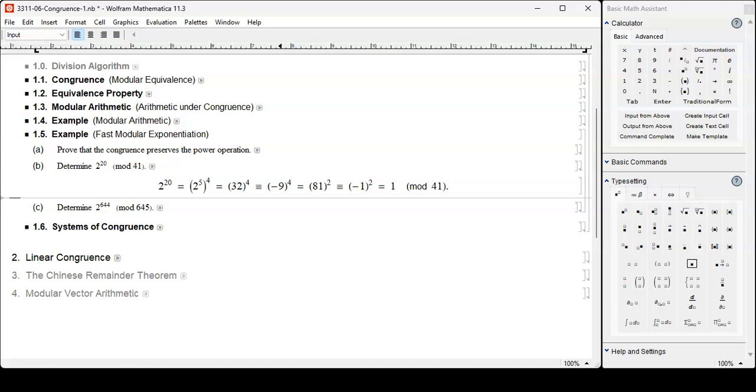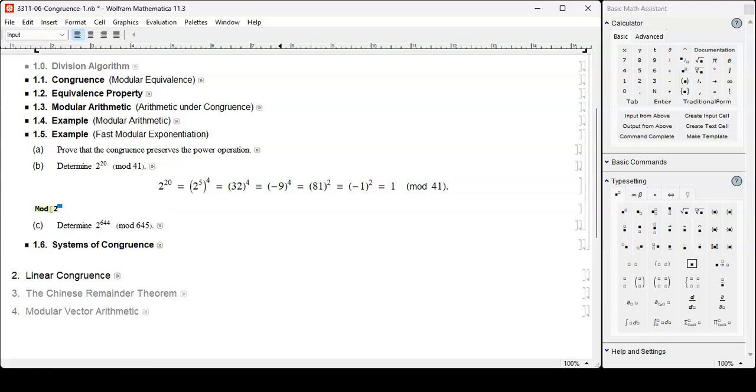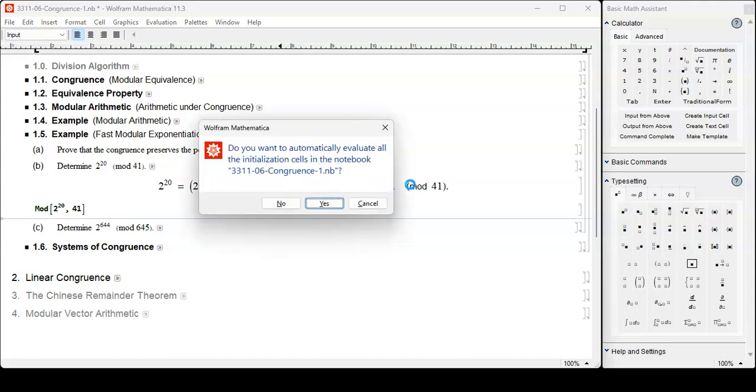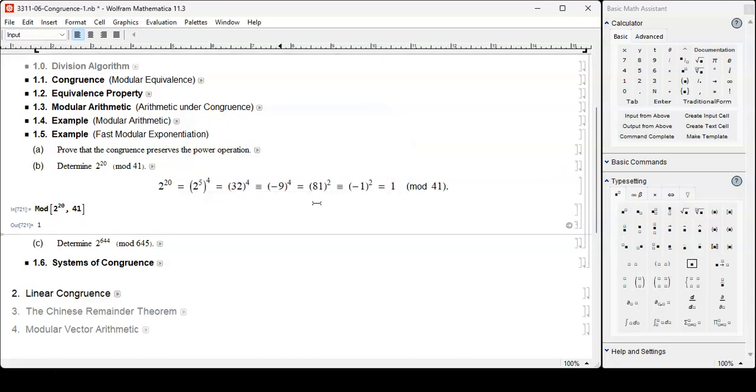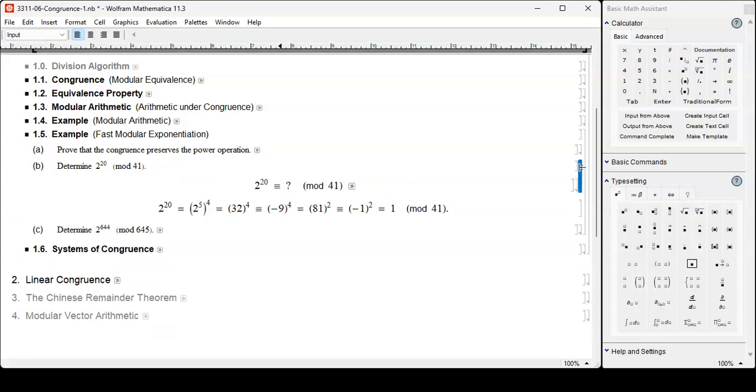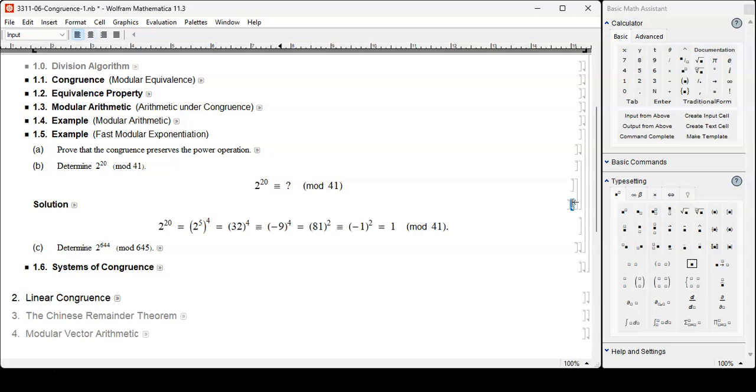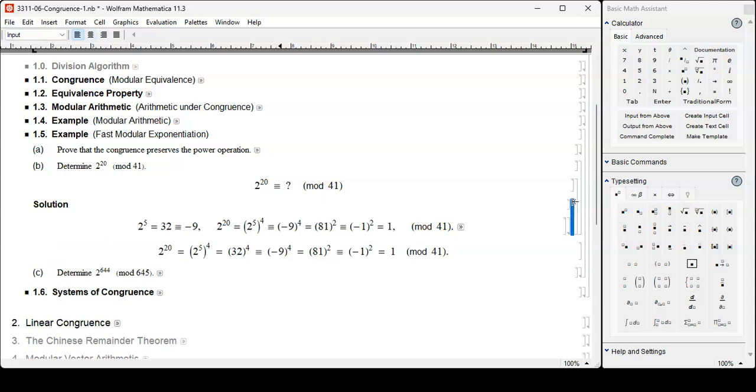Let's see. 2 to the 20th power mod 41, and what's the remainder? The remainder is 1. Okay, this computation is correct. What did I do in my answer key? Yeah, very same.